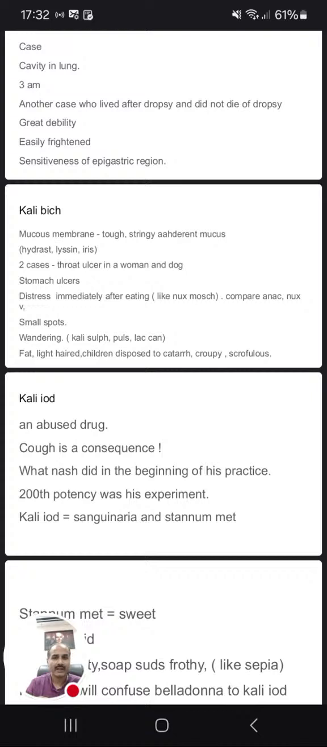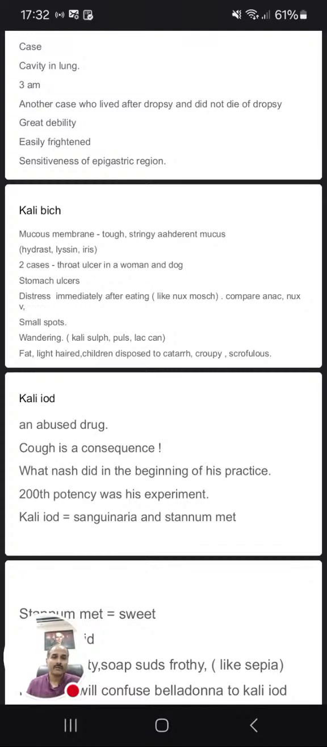People who are light-haired, children disposed to catarrh, many children who have recurrent URTI, upper respiratory tract infection, Kali bichromicum will be the remedy which will be required as an intermittent remedy in between for the acute conditions, along with the chronic remedy which is going on. It can be calcarea, phosphorus, or calcarea phos, or silica, or kali carb, or lycopodium, something like that, which is constantly going on in the background, like one dose every 1 month or 2 months, and some intermittent bouts of recurrent URTI. Either it can be helped with the constitutional remedy, or you need to give some acute remedy, which is Kali bichromicum, that will help you.